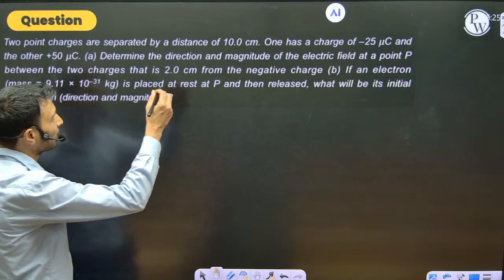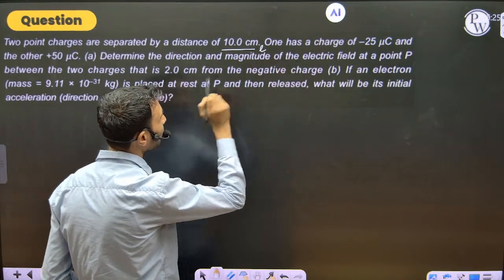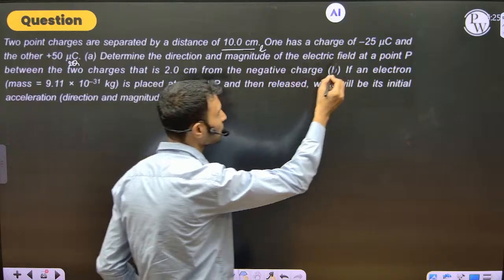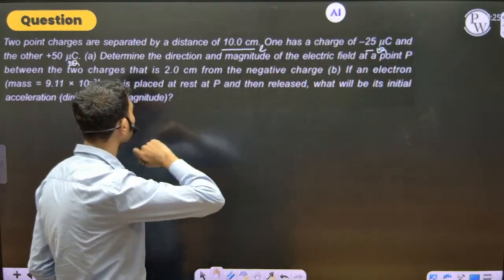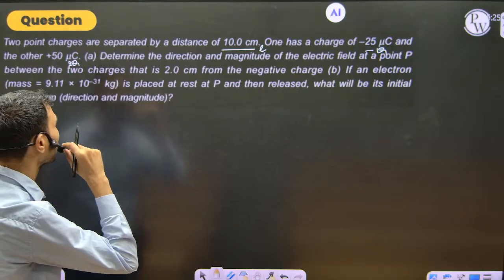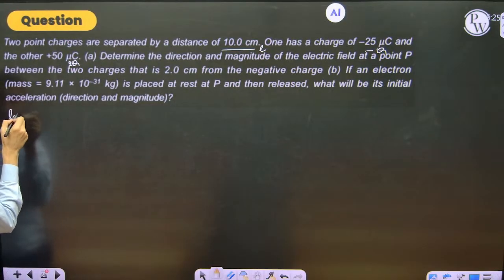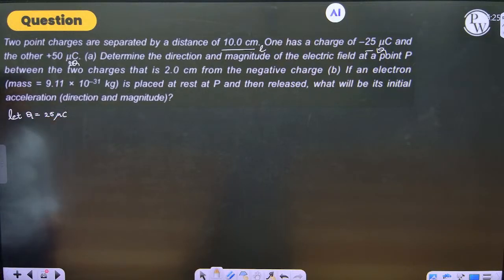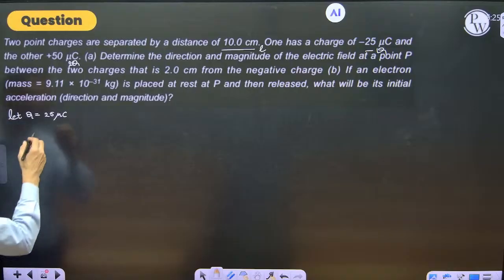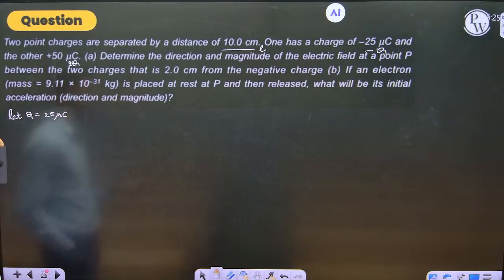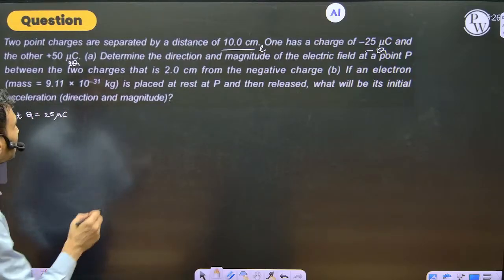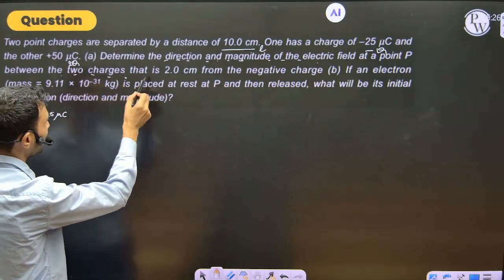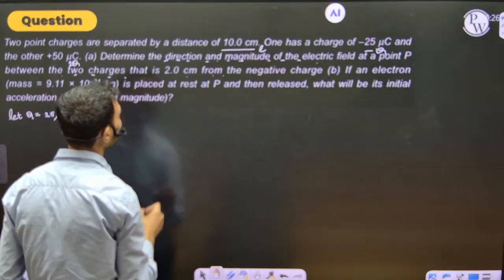Two point charges are separated by a distance L. One has charge 2q and another has charge minus q. I am calling this 2q, I am calling that minus q. Why? Because I am taking q equal to 25 microcoulomb. So 2q makes it 50 microcoulomb and minus q makes it minus 25 microcoulomb. Determine the direction and magnitude of the electric field at point P between the two charges, that is 2 centimeters from the negative charge.